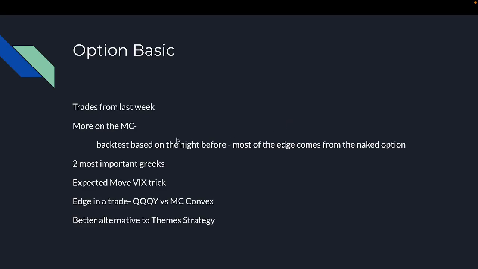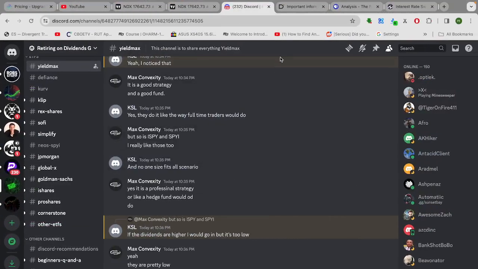I also want to talk about the two most important Greeks when it comes to options. I think the most important one is delta. The second most important one is theta. We'll talk about those a little bit. I would also just want to talk about the MC spread and some other stuff like that.